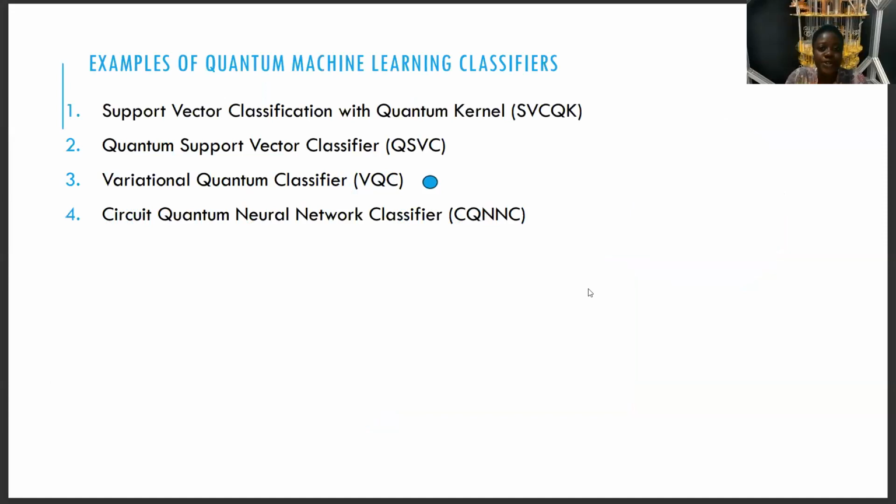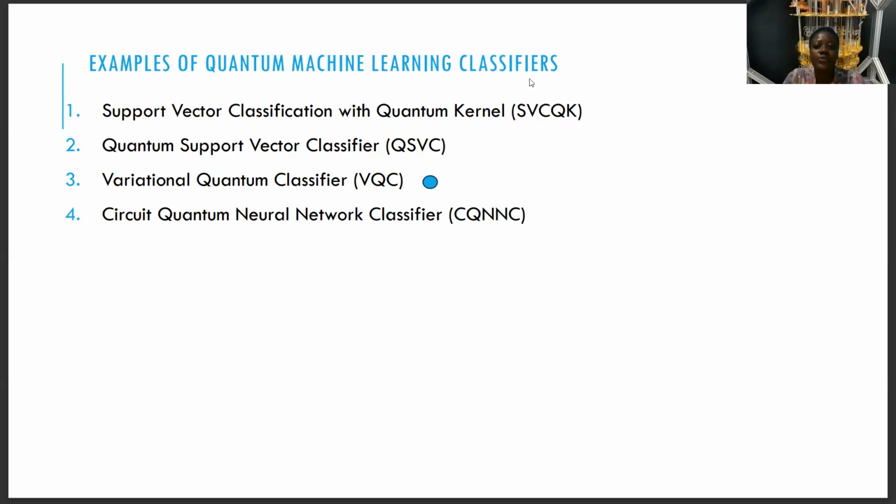So we need to know some examples of quantum machine learning classifiers that we have available now. Some people have done research around this and then tested these models or classifiers. So we have the support vector classification with quantum kernel, the quantum support vector classifier, the variational quantum classifier, and the circuit quantum neural network classifier. For this work, we had a look at the variational quantum classifier, the reason being that so far it's the best model that works well with binary classification, because in this work, we looked at a binary classification problem.